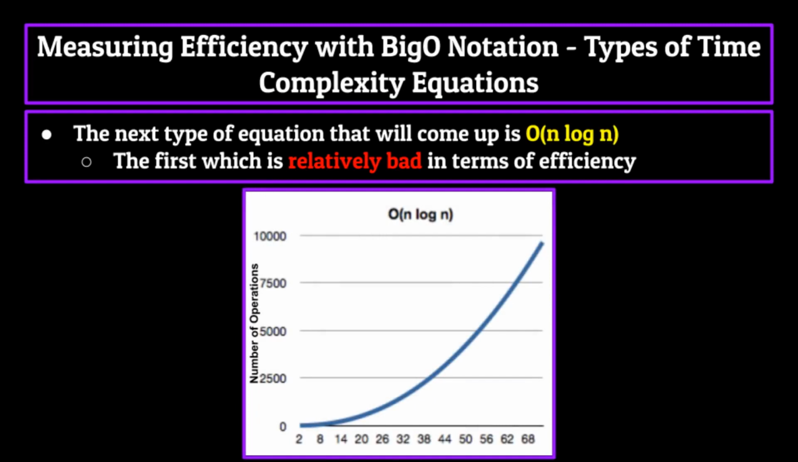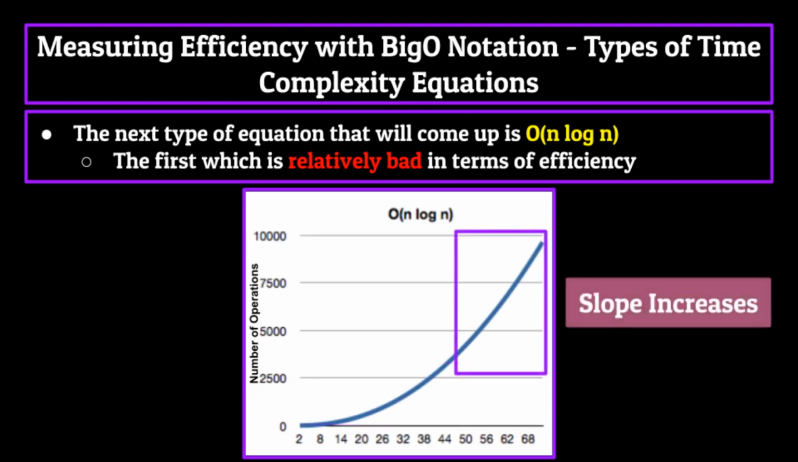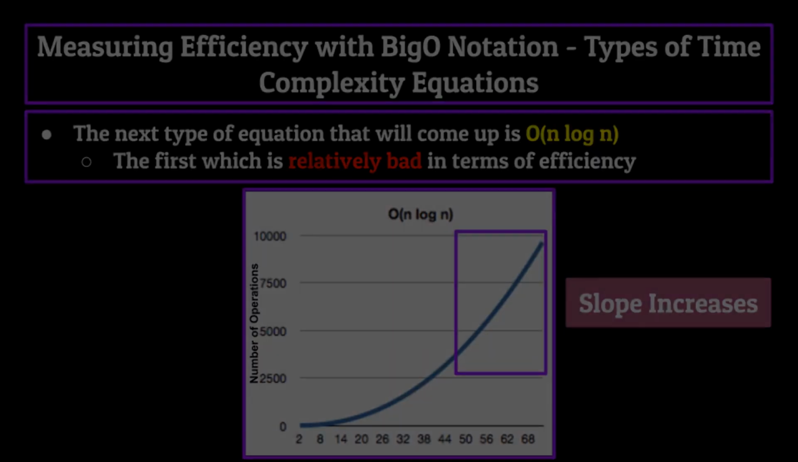The graph of volume versus operations shows a somewhat linear but increasing graph, meaning unlike O log n, it won't be better in terms of efficiency as the size of the dataset increases. Instead, the slope actually increases as the volume of data does.